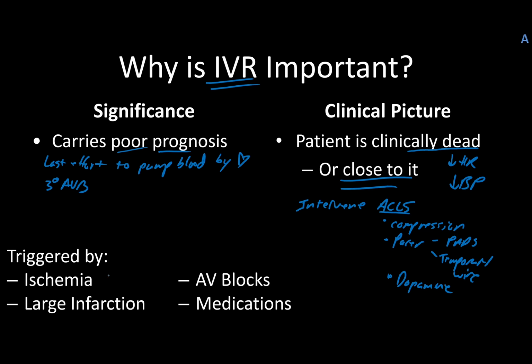Ultimately, the triggers are ischemia, so an MI or just excessively low oxygen, if a respiratory problem is the initial cause. Large infarcts will do it, really bad AV blocks, particularly third degree, and medications that can mess with all that stuff too.